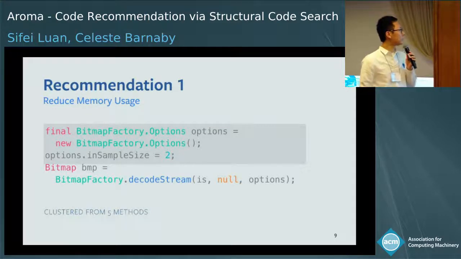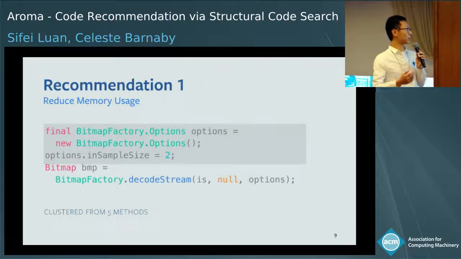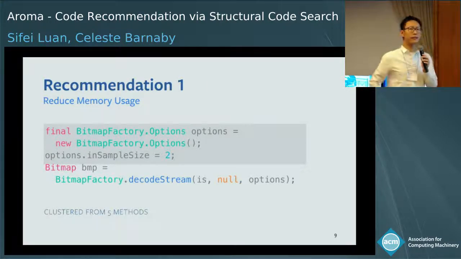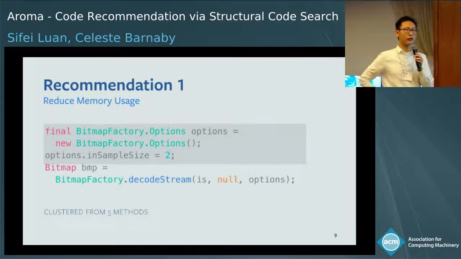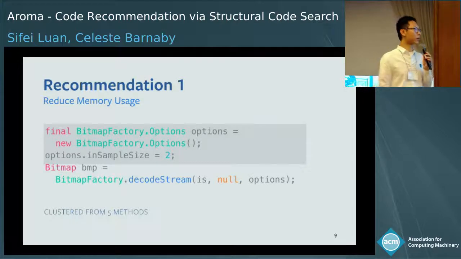So in this cluster of 5 methods, we found an additional option which sets a sample size, and is always passed into the decode stream method. What this actually does is that it would greatly reduce the memory consumption while loading a large bitmap. So maybe it is something that could be helpful to us because we want our code to run even on some smaller devices.